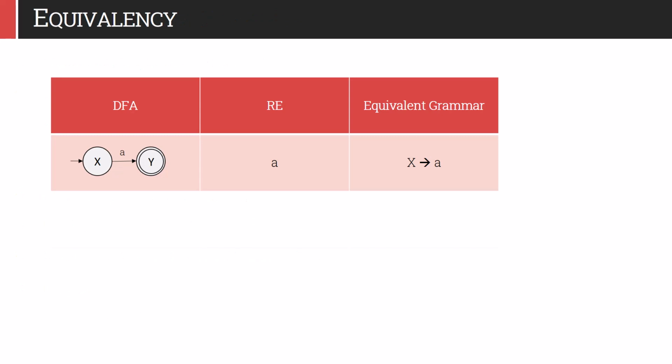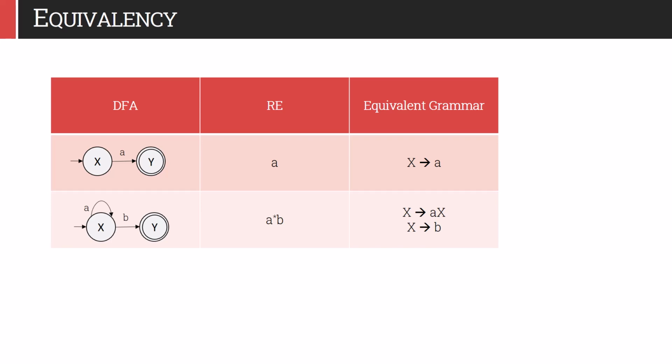Let us check the equivalence between DFA, regular expression, and equivalent grammar. If our DFA is like this, as shown in this table, then it can only read one symbol, that is A. And the regular expression for that is simply A. The equivalent grammar for that would be X gives A. So it generates only one string, A. If we have a loop like this, then we can read one A and then one B, then 2 A's and B, 3 A's and B, 4, 5, infinite A's and B. So the regular expression for this would be A star B.